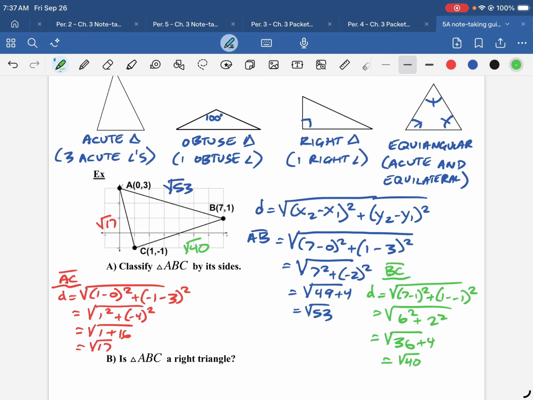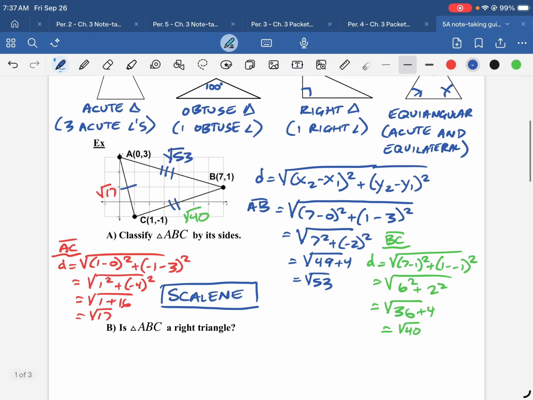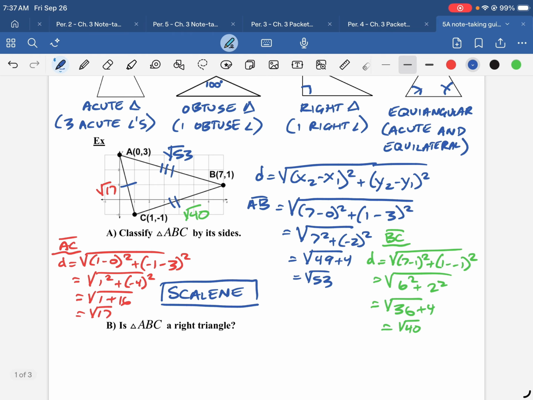Okay, now looking at those side lengths, all three of them came out to something different. So I can say definitively for sure that this is a scalene triangle if I'm classifying it by its side lengths. Okay. All right. So we don't have a good way yet to find the measures of the angles. We'd need trigonometry for that, which we'll get into in a future chapter, but we can check for right angles.